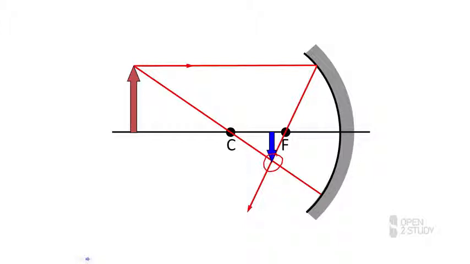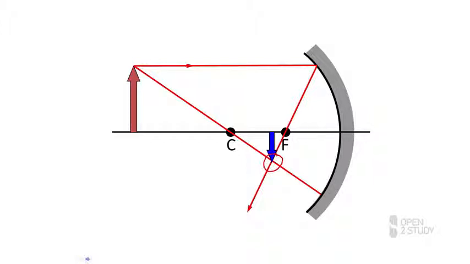Now, there's a couple of things to note about this image. The first one, that's maybe the most obvious, is it's upside down. We call that an inverted image. The object was pointing up, the image is pointing down. It's also reduced. It's not magnified to be larger, it's not the same size, it's actually smaller.